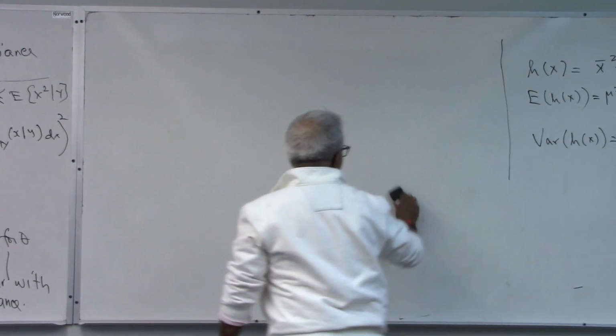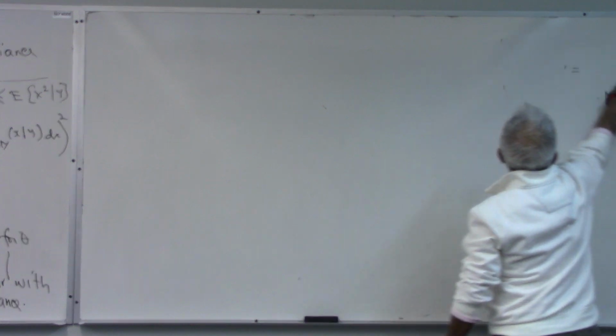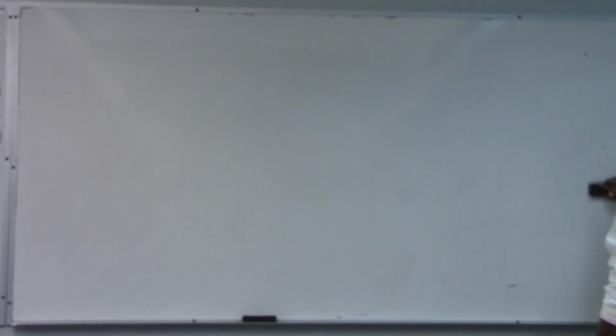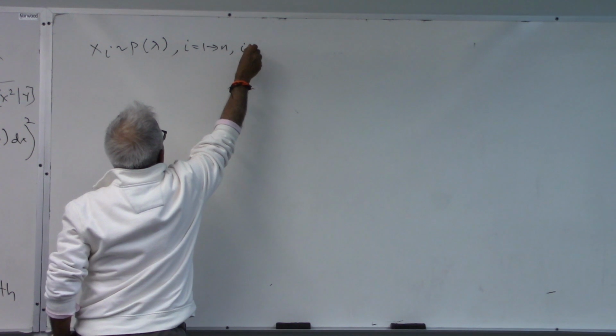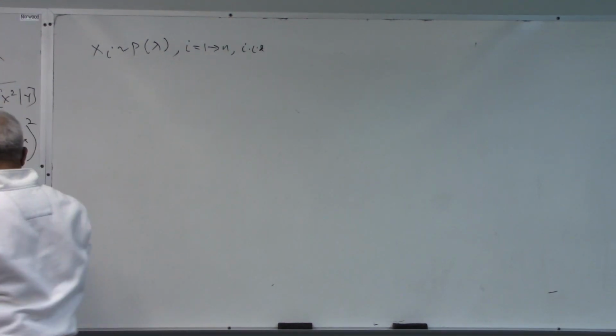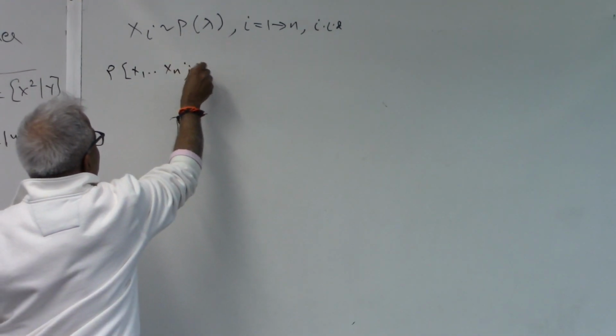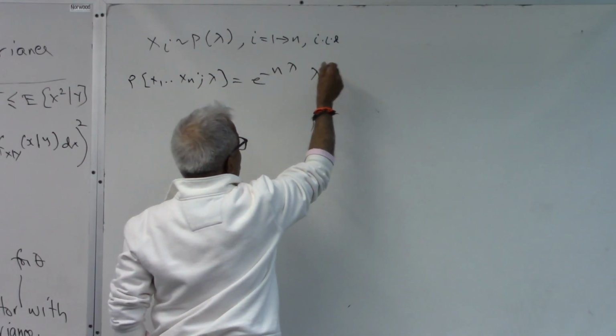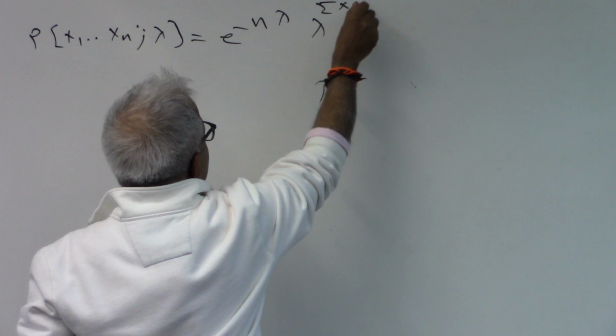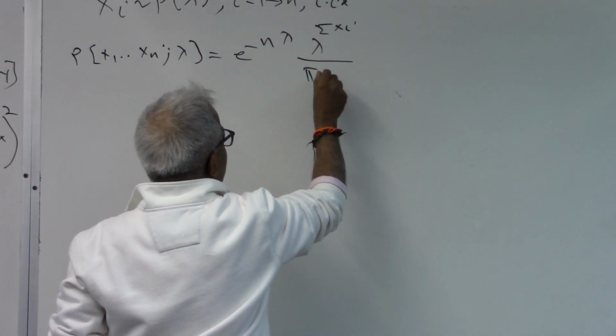So look at this Poisson problem. I'll do 3 examples here. The Xi's are Poisson, i equal to 1 through n, IID, independent identically distributed Poisson. So the joint density function of x1 through xn is what? e to the minus n lambda, lambda to the power sigma xi, over the product of xi factorial.